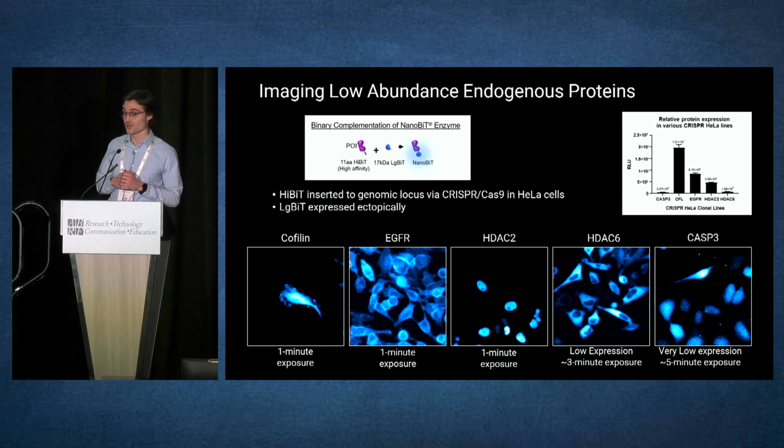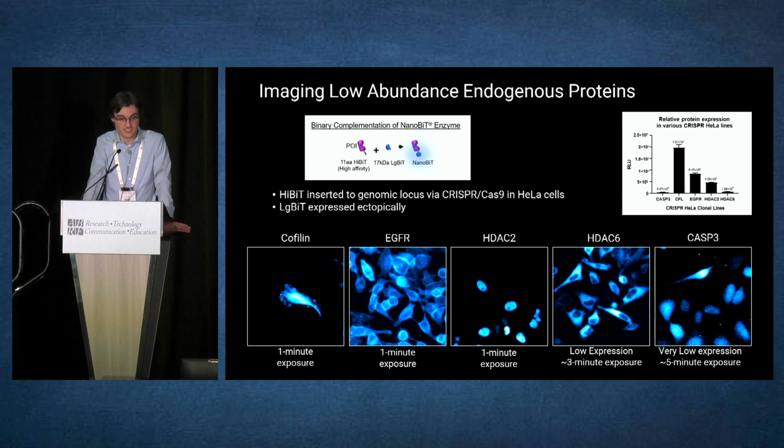This work was done by our R&D group at Promega, and so these are low abundance endogenous proteins, 5 of them, that range about 2 log in expression. These were all tagged with HiBiT, that 11 amino acid tag, and then we introduced LgBiT. And so when HiBiT and LgBiT come together, they form a fully functional NanoLuc luciferase, and then you get luminescence emission at your protein of interest.